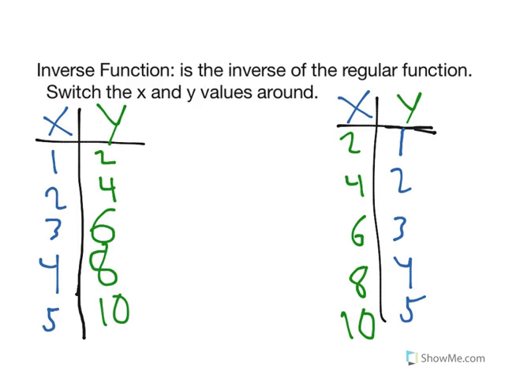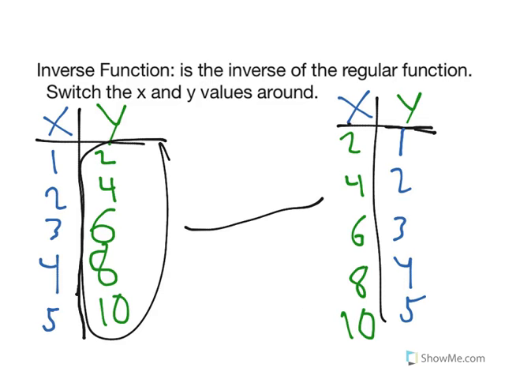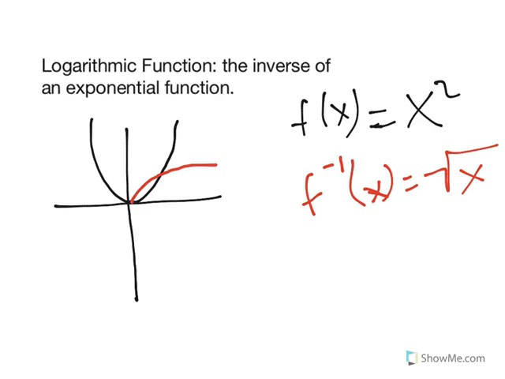The inverse function is defined as the inverse of a regular function, which means you switch the x and y values around. In these tables below, it shows that the x values are switched around with the y values. So these y values here become the x values in the inverse here. A logarithmic function is defined as the inverse of an exponential function. So the black graph is x squared, and the inverse of it would be root x.